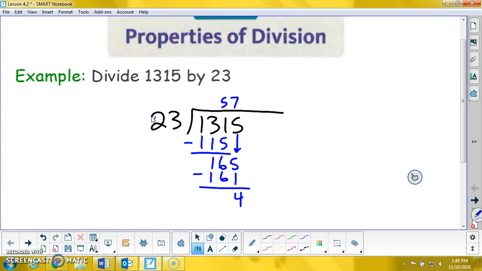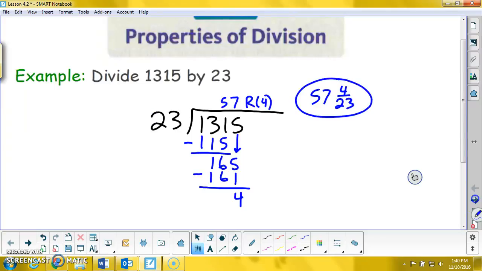Now, back in like 4th, 5th grade, when you got remainders, the first thing you did is you just wrote remainder 4. Then after improving on that skill for a little bit, you'd take the 57 and the remainder of 4, and you'd say 57 and 4 over 23. We're going to use that aspect as we divide these polynomials.